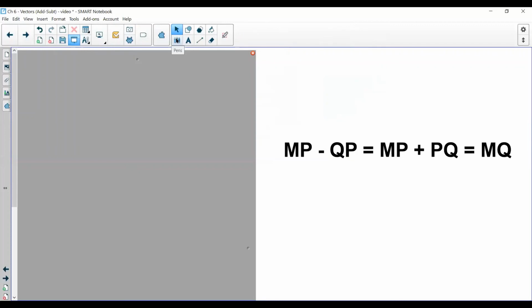Okay, so one more time. Travel from M to P. There's one direction. Now, if this is point P, I have to go the opposite of Q to P. So both of these again from M, there's that point P. So it's the same kind of logic, but look at the result. The result is MQ.